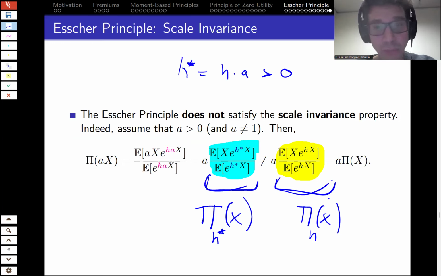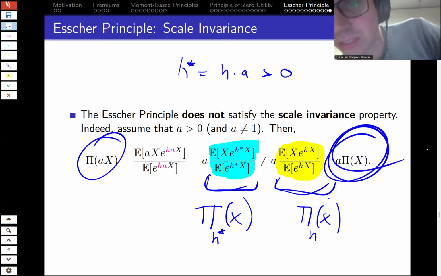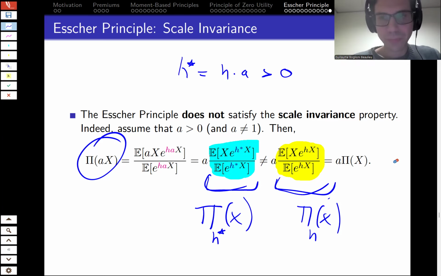Hopefully that's clear enough, and that completes the proof, because then you have indeed inequality. You have this is not equal to a times the premium of x, and that's it. You have invalidated this axiom. Okay, we're done. We've covered this section.